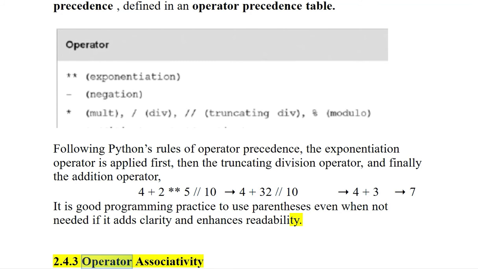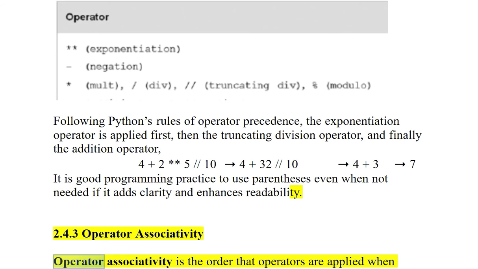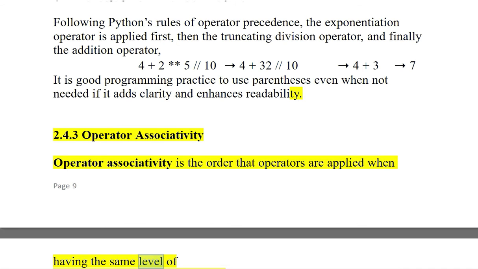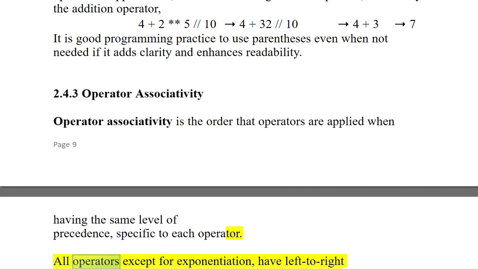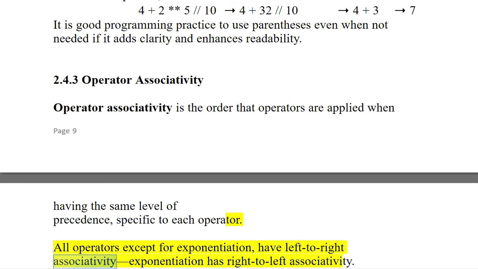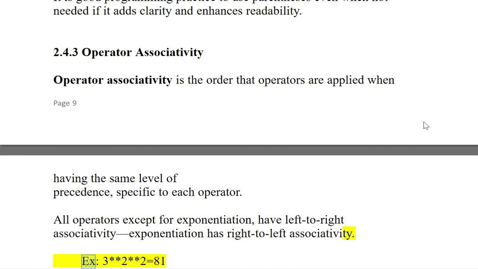2.4.3 Operator associativity. Operator associativity is the order that operators are applied when having the same level of precedence, specific to each operator. All operators except for exponentiation have left-to-right associativity. Exponentiation has right-to-left associativity. 3 ** 2 ** 2 equals 81.